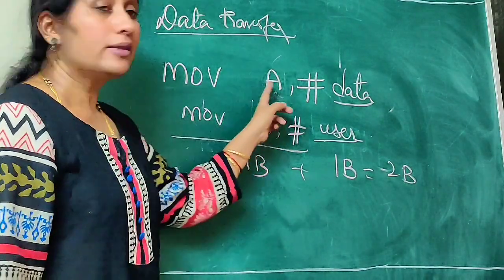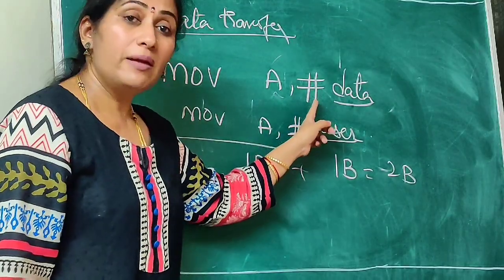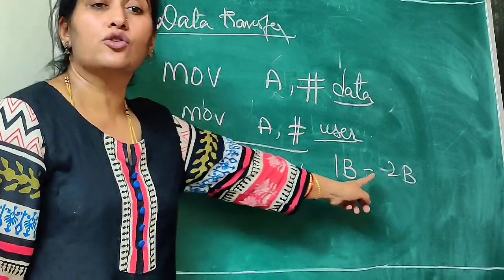Which flag will be affected? The parity flag. Which is the addressing mode? Immediate addressing mode. What's the length of the instruction? It is going to be 2 bytes.